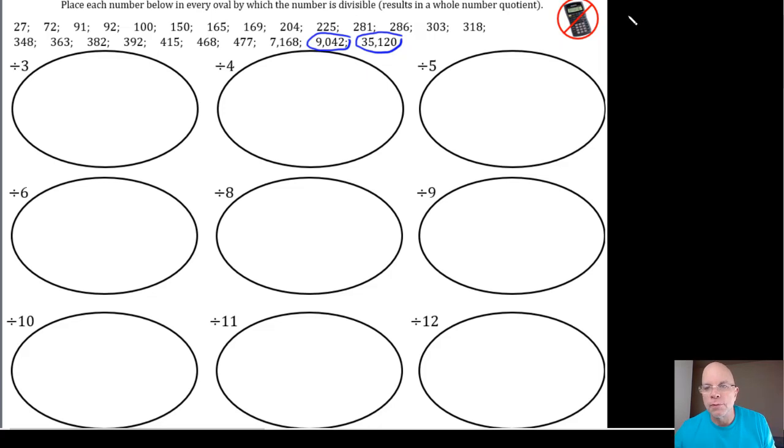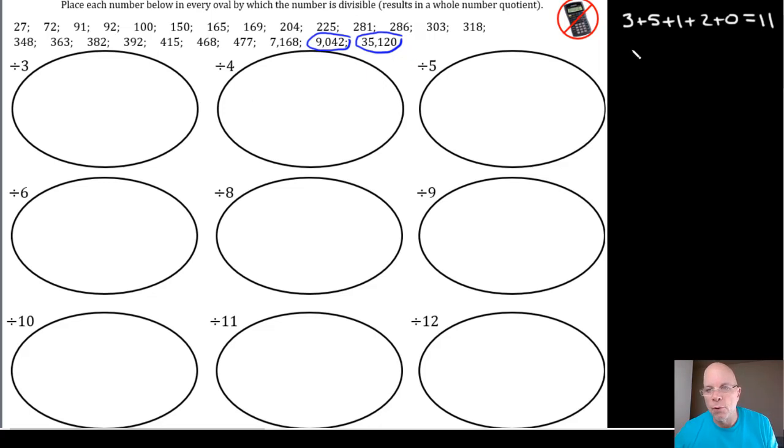The divisibility rule for 3 is you take the sum of the digits, so 3 plus 5 plus 1 plus 2 plus 0, and that's 8, and 1 is 9, and 2 more is 11, plus 0 is still 11. And if that sum is a multiple of 3, then 35,120 is a multiple of 3, or is divisible by 3. Of course, 11 is not a multiple of 3, so we will not place 35,120 in this oval shape, which is called an ellipse. We will not place it in that oval.